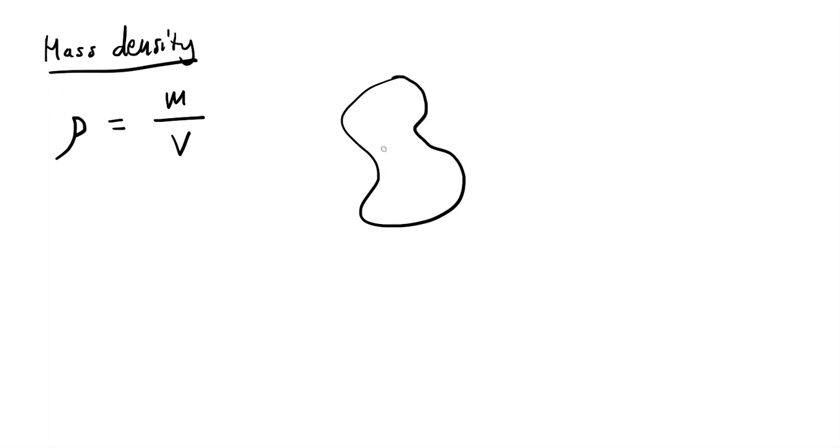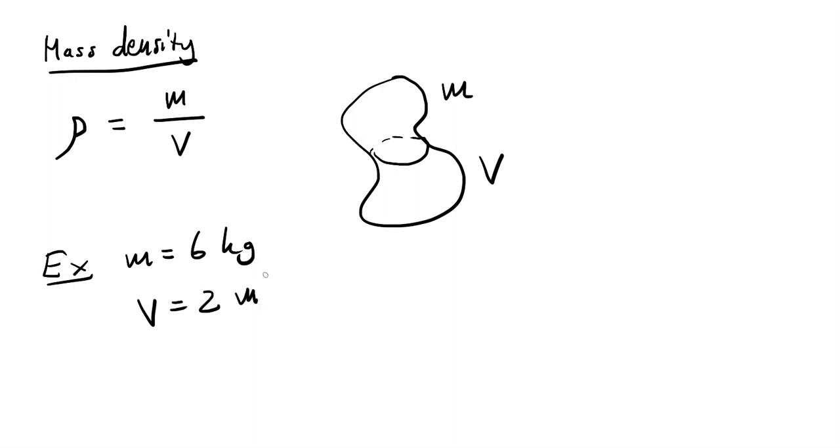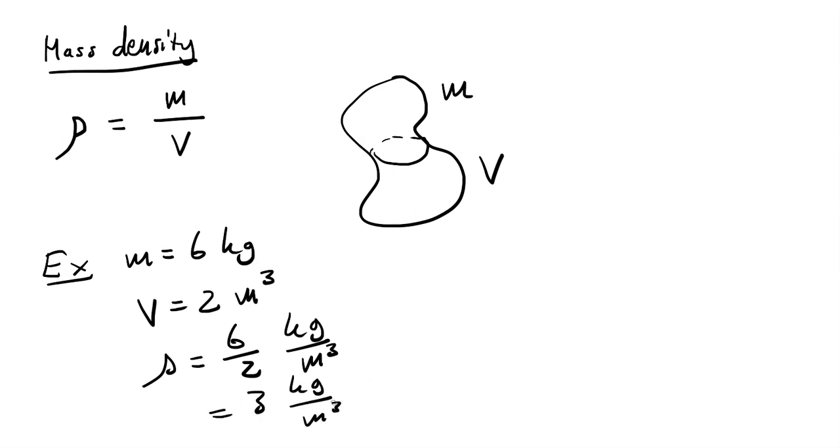So if you have an object, let's say this has a mass m and a volume v. If you divide these two, you get the mass density. So for example, if this has a mass of 6 kilograms and a volume of 2 cubic meters, then the mass density is 6 divided by 2 kilograms per cubic meter. So 3. So this is the SI unit for mass density, kilograms per cubic meter. Here I have a combination of several units making up the SI unit.